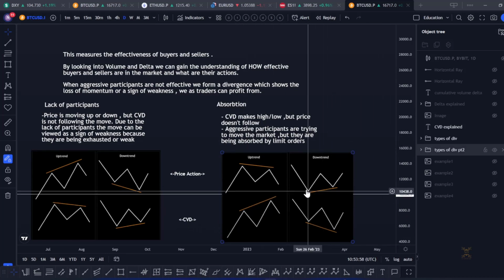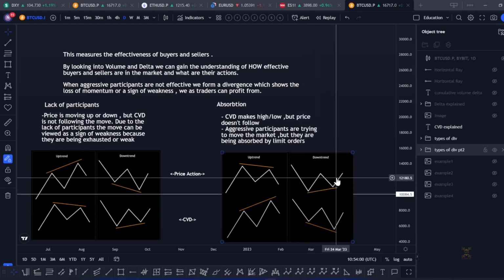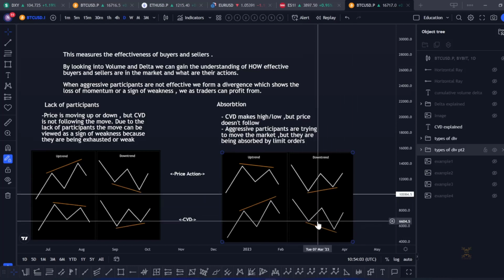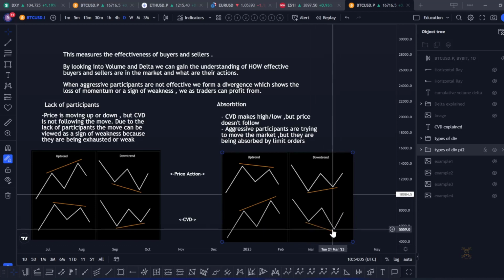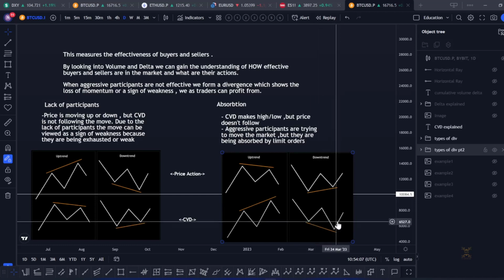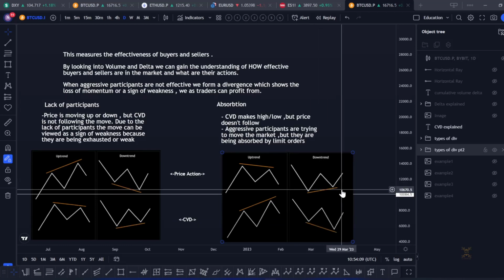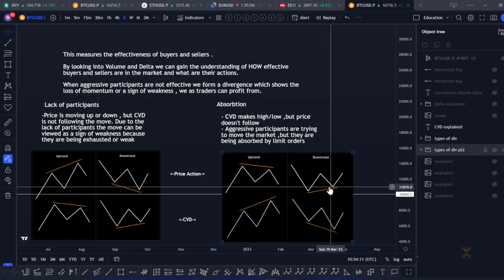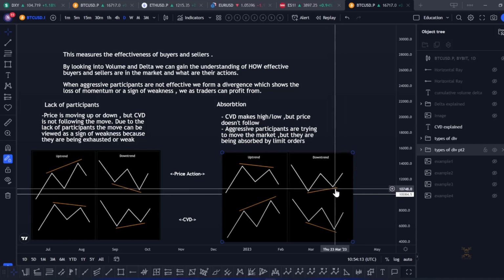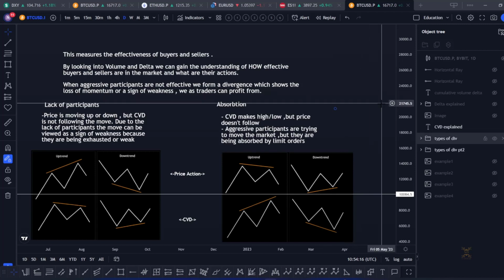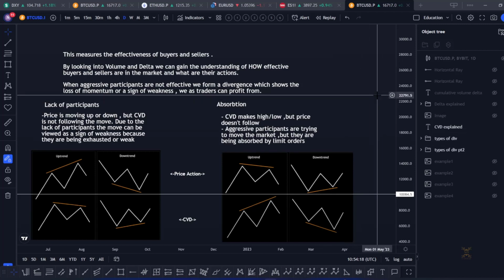Vice versa, on the other hand, you have price action making a higher low, but CVD is making a lower low. E.g., there are much more market sells at this area here, and somebody with limit is sitting here and it's just buying everything. So these are the two types that we have. Now let's look at a few examples.